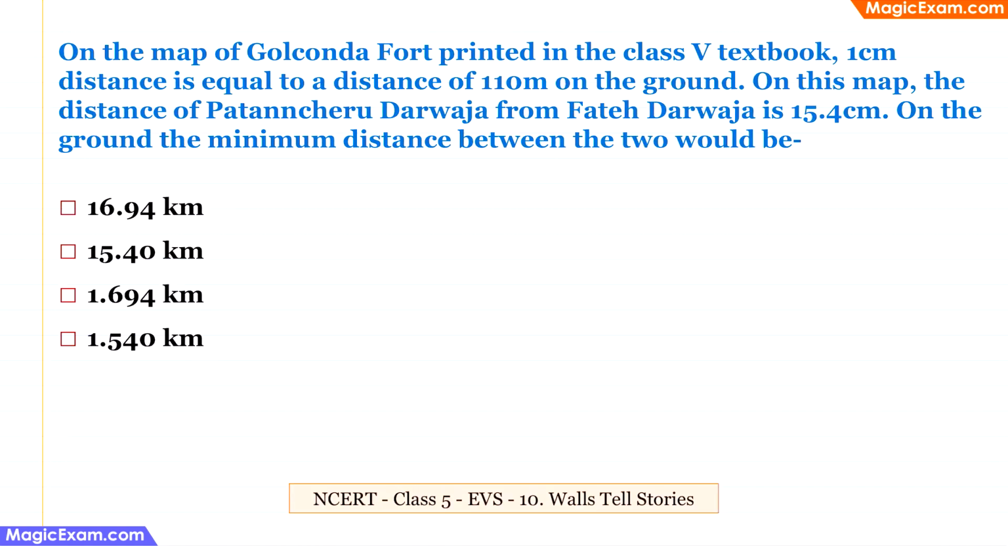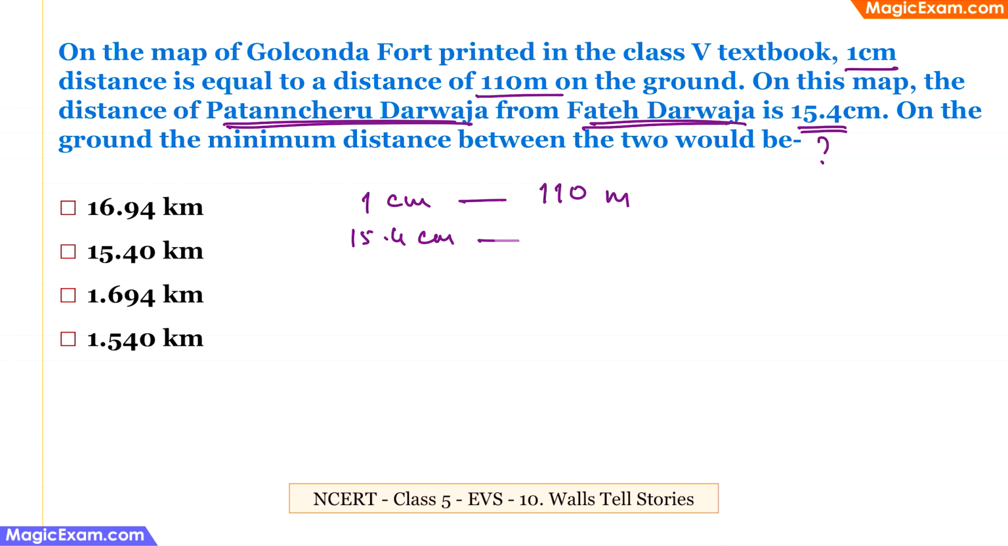On the map of Golconda Fort printed in the class 5 textbook, 1 centimeter is equal to a distance of 110 meters on the ground. On this map, the distance between Patancheru Darwaja and Fateh Darwaja is 15.4 centimeters. On the ground, the minimum distance between these 2 points would be what? So here it is mentioned that 1 centimeter on this map is equal to 110 meters. And the distance between these 2 points, Patancheru Darwaja and Fateh Darwaja, is 15.4 centimeters on the map. So we have to calculate what would be the distance in real life.